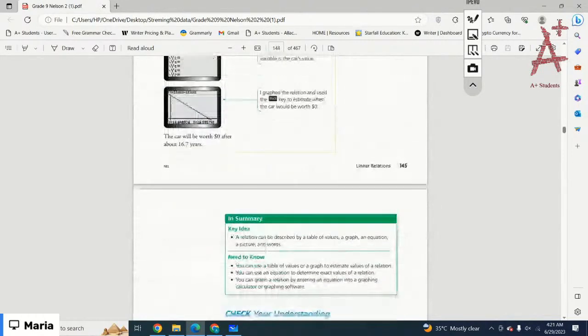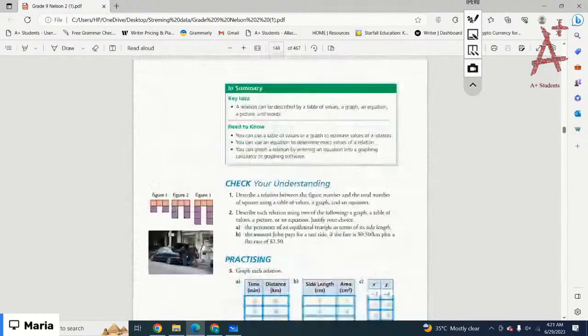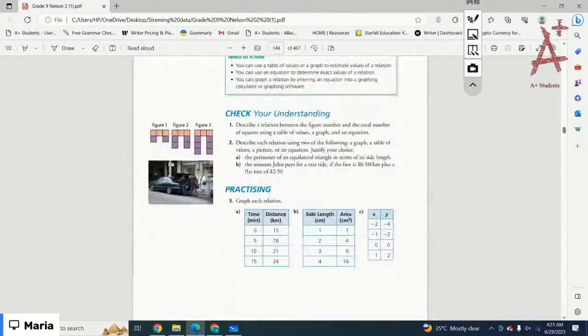Okay, a relation can be described by a table of values, a graph, an equation, a picture, or words. So you can use a table of values or graph to estimate the value of a relation. You can use an equation to determine exact values of a relation. You can graph a relation by entering an equation into a graphing calculator or graphing software. So let's just start with question number 5.